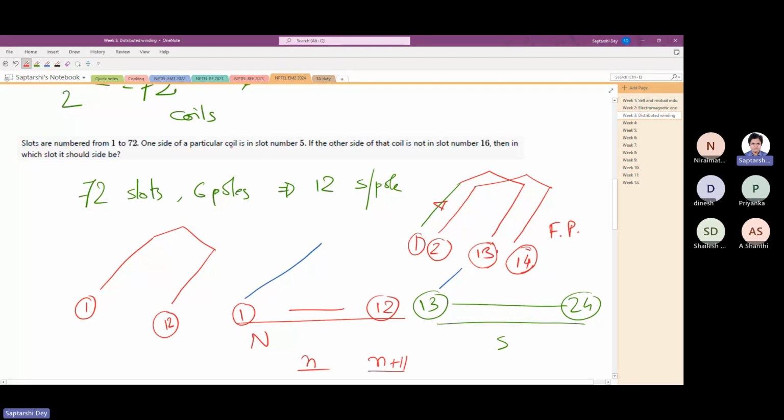So one side of a particular coil is in slot number 5. So we are expecting it to come back from slot number 16. But it says that the other one is not in slot number 16. So basically, what is happening is it's numbered the other way. We have assumed it's numbered in this way. It's numbered the other way, or you may say that it's wound in the other way.